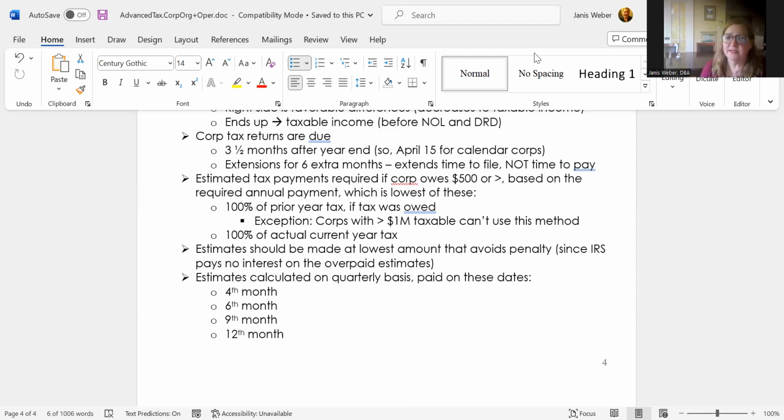And then there are 4 estimate dates of when you pay your estimated tax payments. They're in the 4th month, 6th month, 9th month, and 12th month. So if it's a corporation on a calendar year, that would be April 15th, June 15th, September 15th, and December 15th. That is slightly different from the individual due dates, because the last estimate for individuals is due in January the following year.